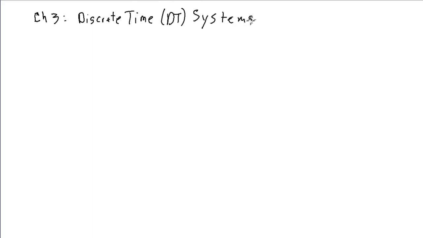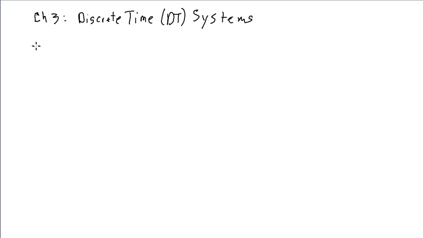Okay, let's move on to a new chapter. This is chapter 3, Discrete-Time Systems. Discrete time, which I'll often abbreviate DT. A lot of the material in this chapter will seem very familiar.